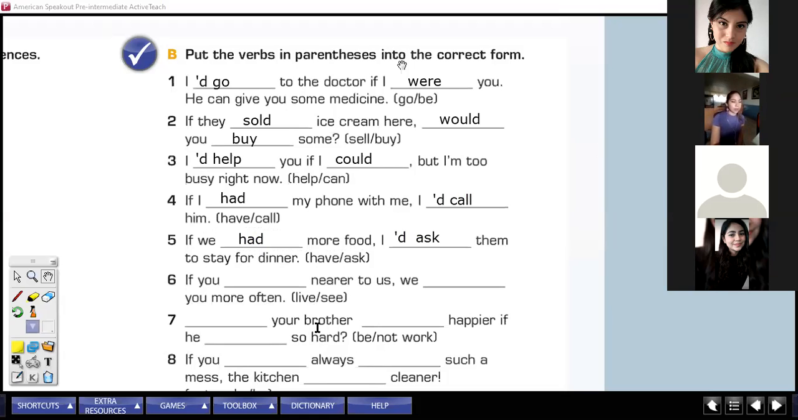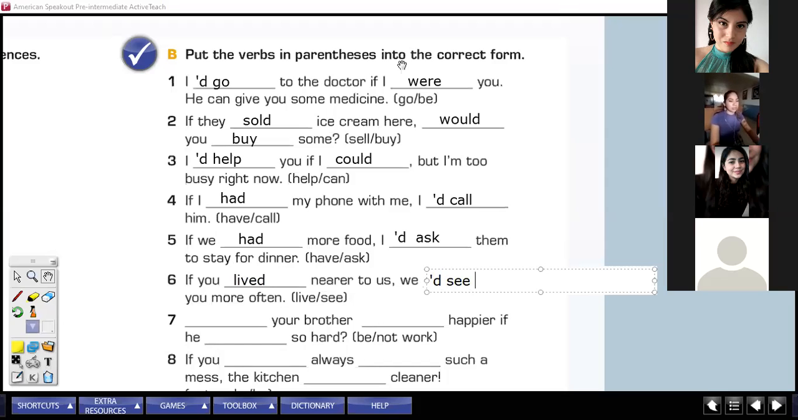Yes. Thank you. Emmanuel, number 6. You live near to us. If you and the verb. Live. Very good. We see you more often. ¿Qué nos falta? We would. We can say we would see you, or the contraction, just apostrophe D. We'd see you more often. Thank you.